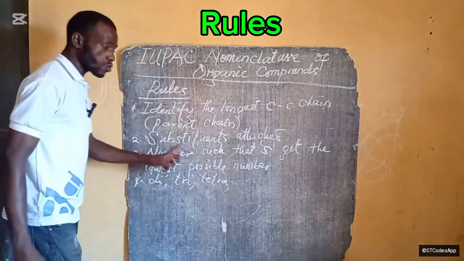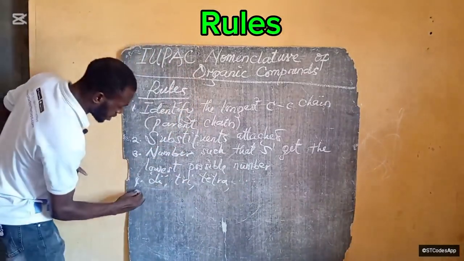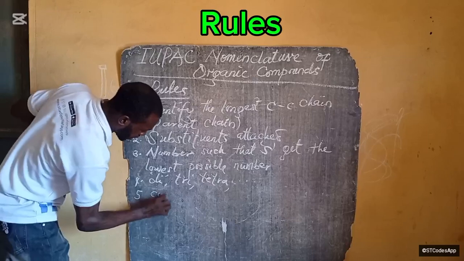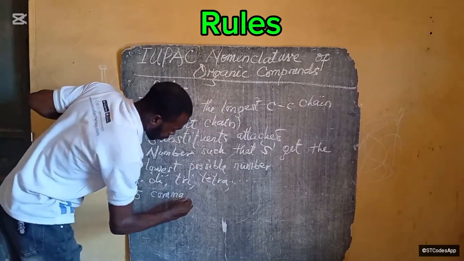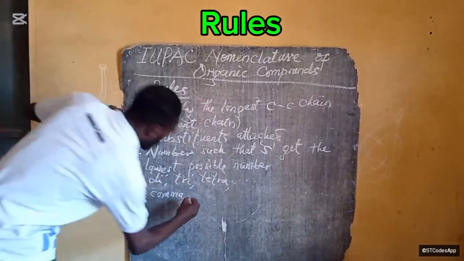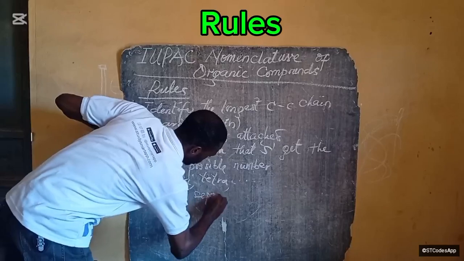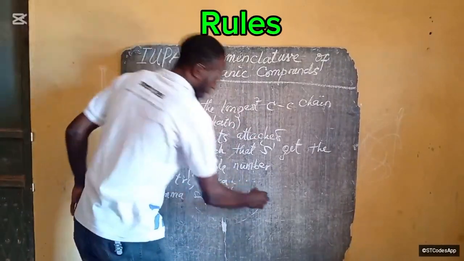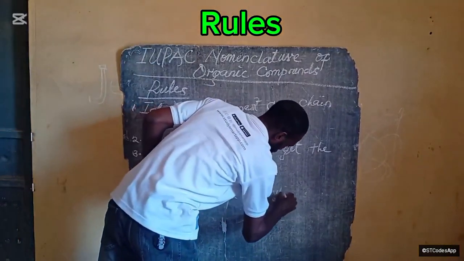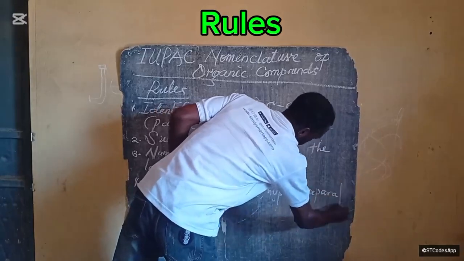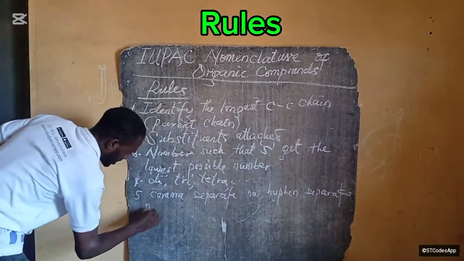Now, when such also occurs, you are going to use commas to separate between numbers, and use hyphen to separate between number and letter.